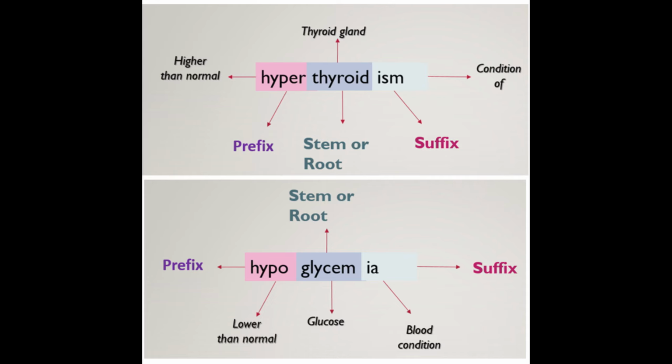First, hyperthyroidism. The prefix hyper means above or excess. The root thyroid refers to the thyroid gland, and the suffix ism indicates a condition. So, hyperthyroidism means a condition characterized by overactivity of the thyroid gland. Next, hypoglycemia. The prefix hypo means below or deficient. The root glycem refers to blood sugar, and the suffix ia indicates a condition or state. So, hypoglycemia means abnormally low blood glucose.